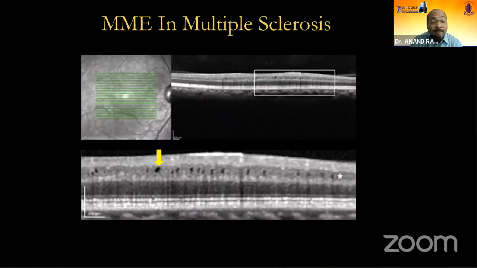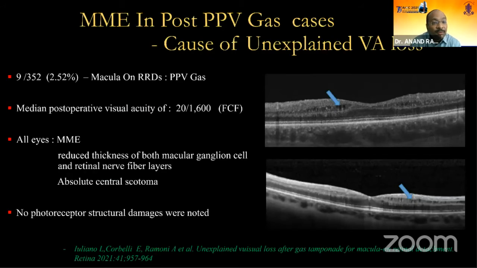Ulano did something interesting. Look for these in post-vitrectomy gas cases as causes of unexplained visual loss. They found it in 2.5% of their cases with vitrectomy gas, macula-on RDs. Median post-op acuity was finger counts. All eyes had this MME and reduced thickness of both macular ganglion cell and retinal nerve fiber layers, with absolute central scotomas. Surprisingly, none had photoreceptor structural damage at all.